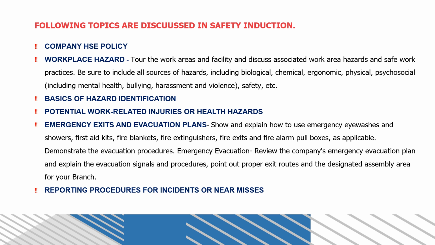And the next one is emergency exits and evacuation plan. It is a very important point for any safety induction, because in this we explain them where are the assembly points, where the fire exits and fire alarm pull boxes are located, where are the emergency showers, where the eyewash stations are located, and explain how to respond in the case of alarm, and what is the meaning of the different kinds of alarms.